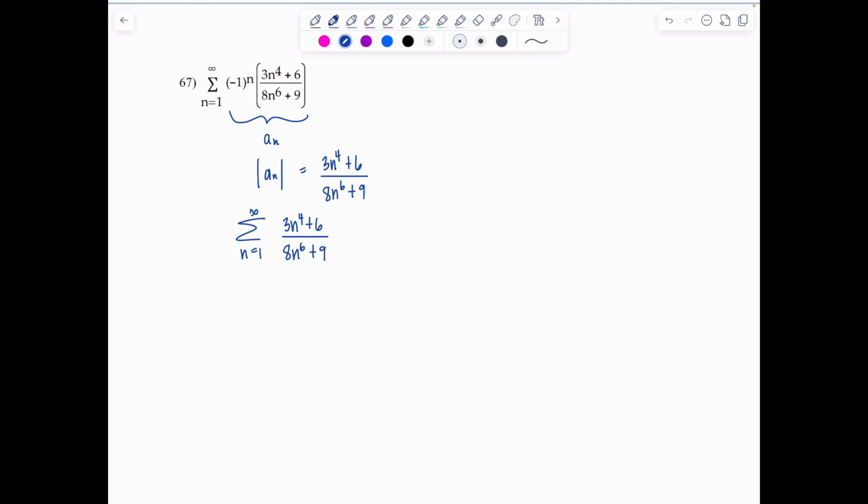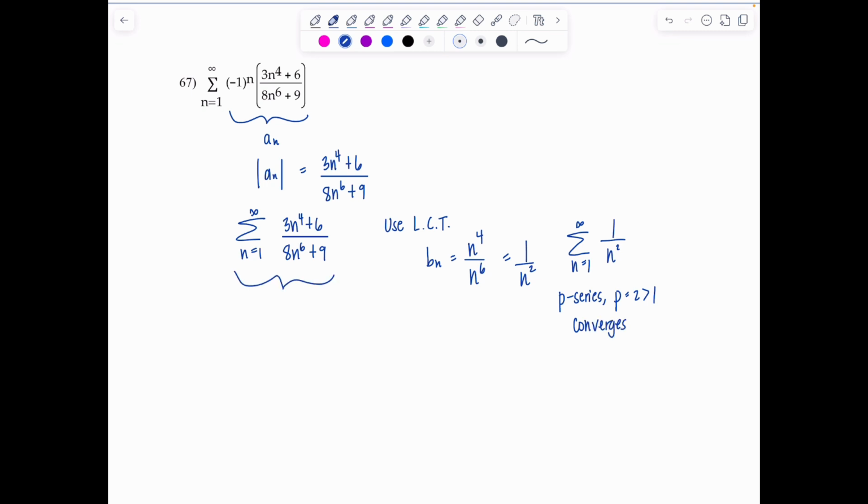I'm going to try to use limit comparison test again, but who should I compare it to? Well, look at the highest power of n in the numerator. It's n to the 4th. Look at the highest power of n in the denominator. It's n to the 6th. That simplifies to 1 over n squared, right? And what do I know about the sum n equals 1 to infinity of 1 over n squared? Well, that's a p series. p is equal to 2, which is greater than 1. So this series converges. So most likely this series will converge also, but let's prove it.